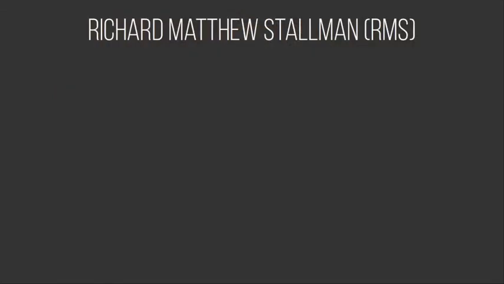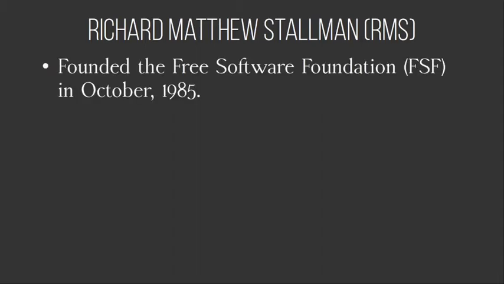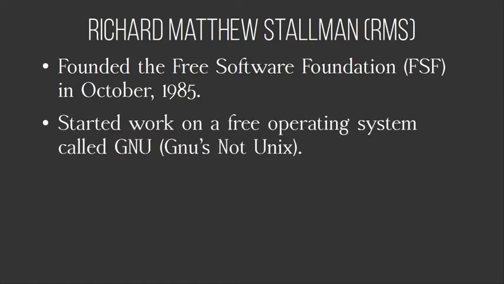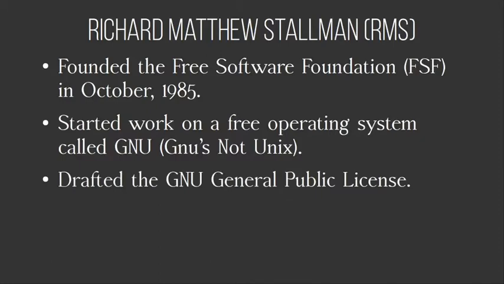As a result of which, RMS basically found that his lifestyle, the life that he had come to know and love, was under jeopardy. So in reaction, he founded the Free Software Foundation in October of 1985 to basically protect that lifestyle. He also started work on a Unix-like operating system called GNU, or GNU's not Unix, and started a license that would basically assure that the GNU operating system remained free for others to use and share.